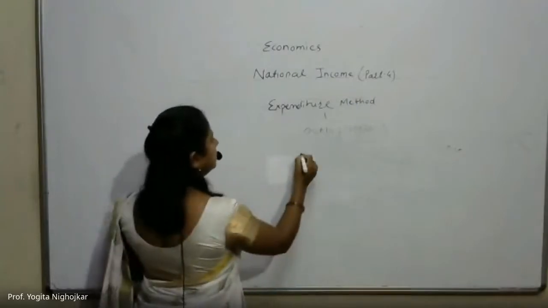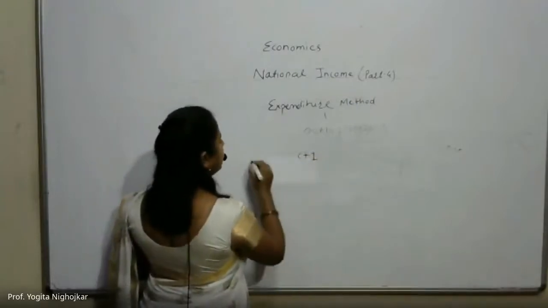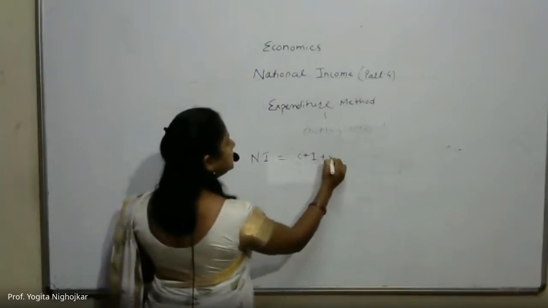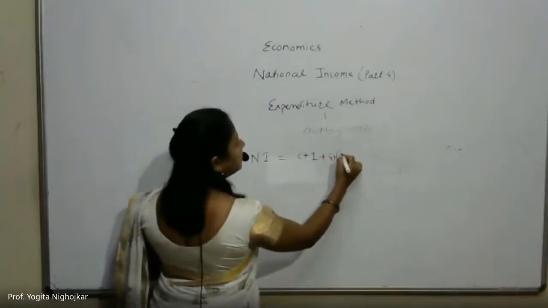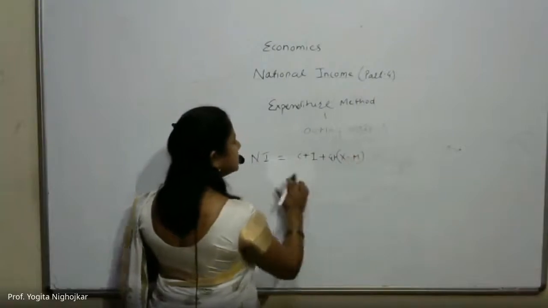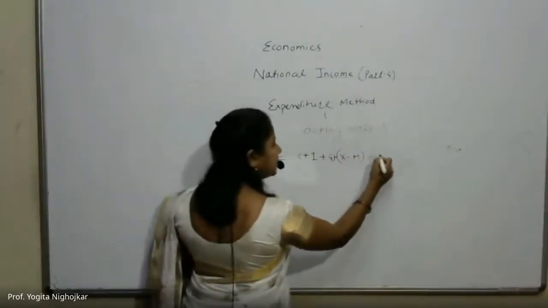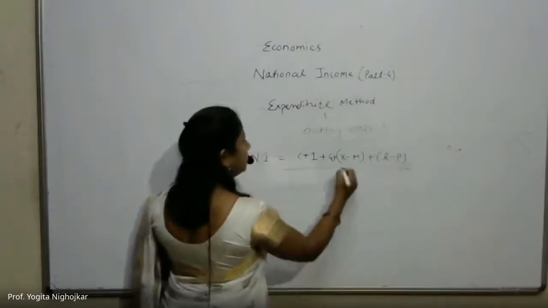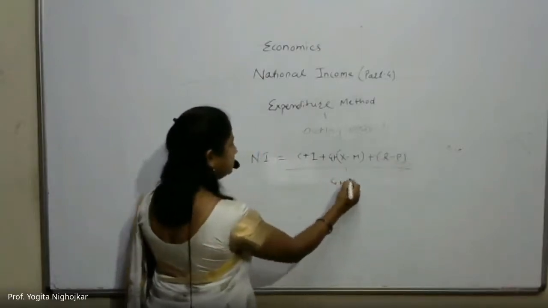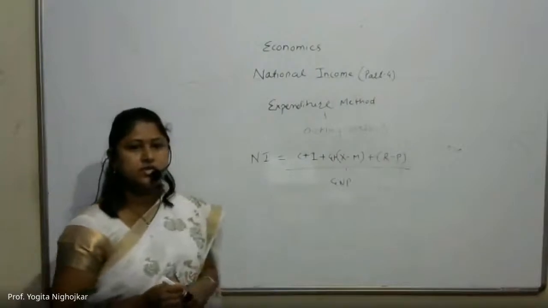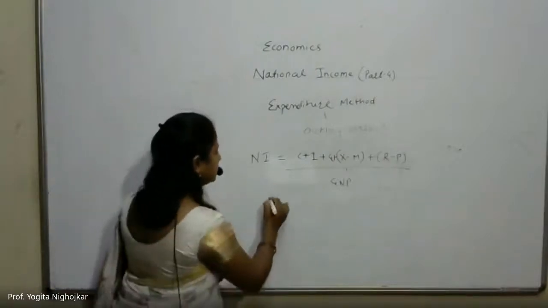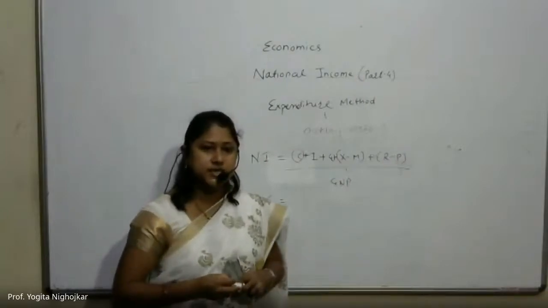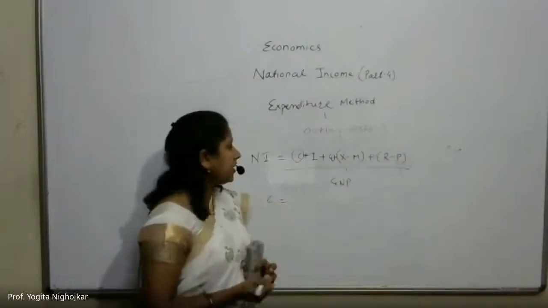The formula: national income is equal to C plus I plus G plus X minus M, that is GDP, and plus R minus P, this is how we get GNP. What is C? As we learned in our first lecture, C is consumption.